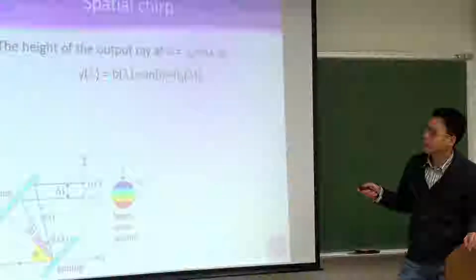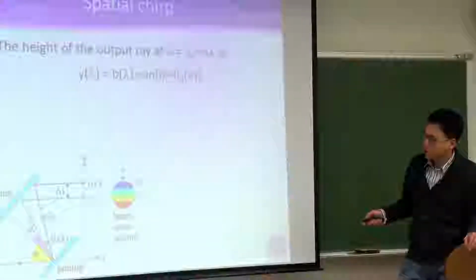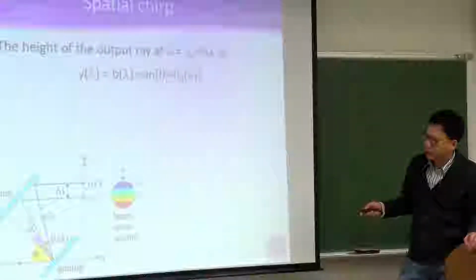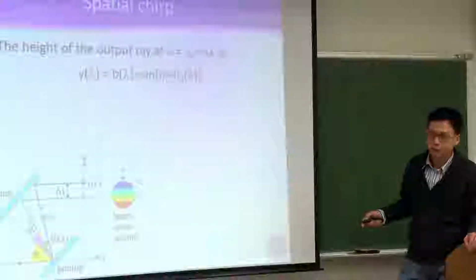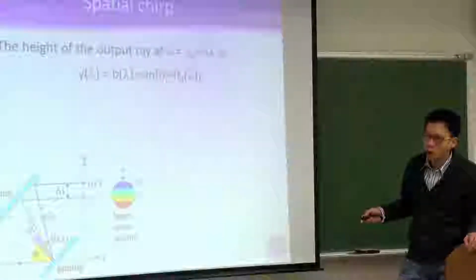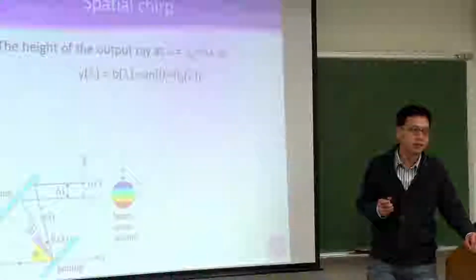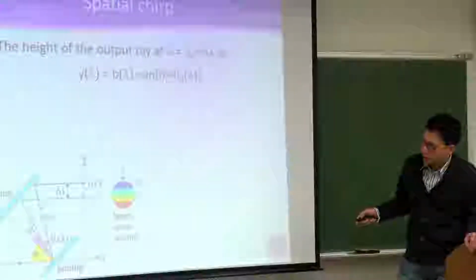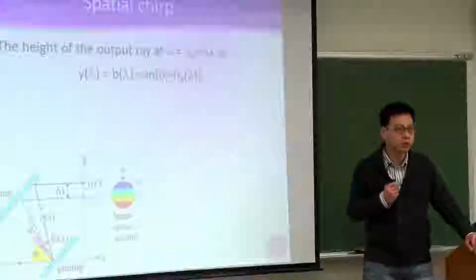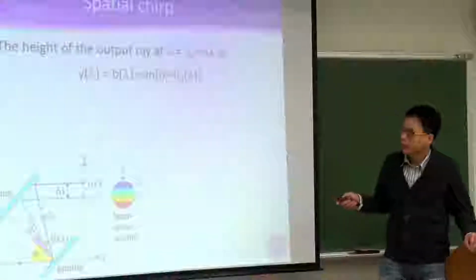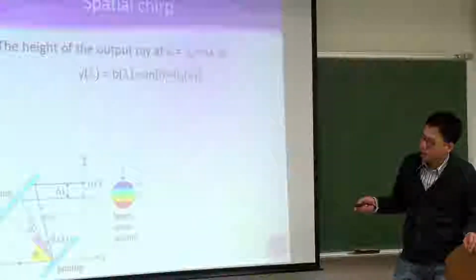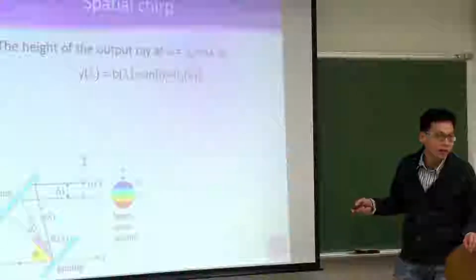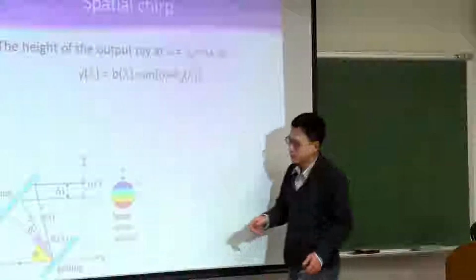So what is y? Okay, y is the displacement between the output ray and the incident ray. There is a displacement along the y direction, or vertical direction. Okay, and you can see there is a right triangle here. The b of lambda is the hypotenuse. Displacement y should be the length of one leg, right? Which is here.